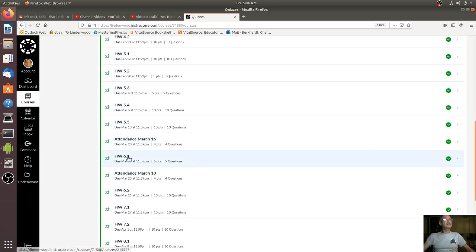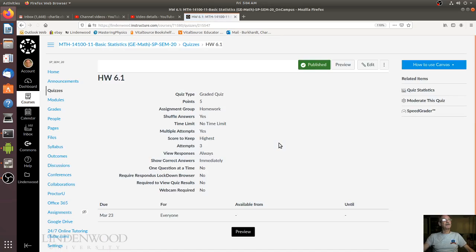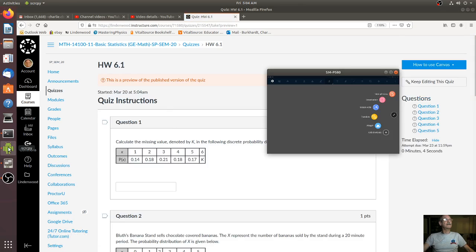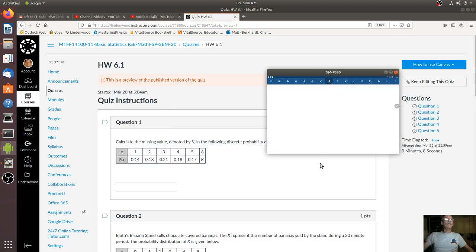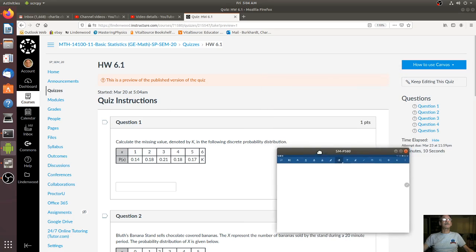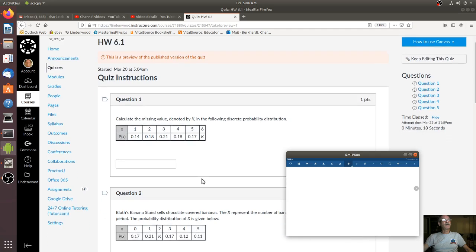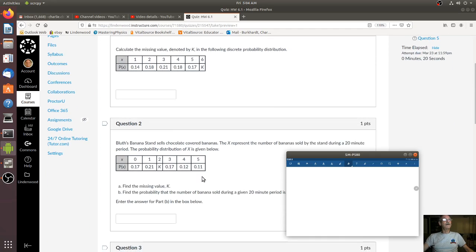Anyway, here's section 6.1. We'll talk about a couple of these problems. Let's see, I've got a tablet here somewhere. Okay, all of these problems start out the same way. You need to find this missing value of k, and then they ask you something else generally. So we start out the same way for each problem. I'll look at question number 2 here.